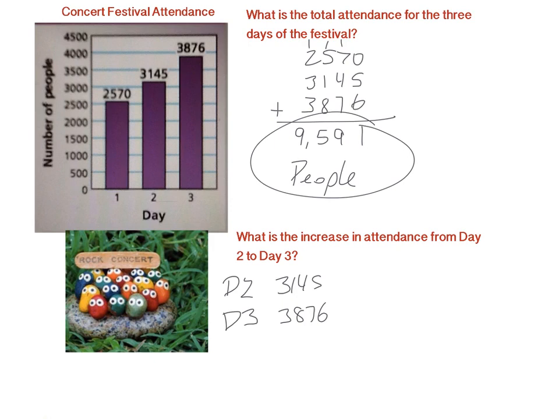Okay, so what is the add? Well, what we're going to do is the opposite. We're going to subtract to find the amount that was added to day 2 to get day 3. So 3,876 is day 3. We're going to subtract day 2, 3,145. 6 and 5 is 1, 3, 7, and that's all there is to it. Okay, 731 more people came on day 3 than they did on day 2. Circle our answer.